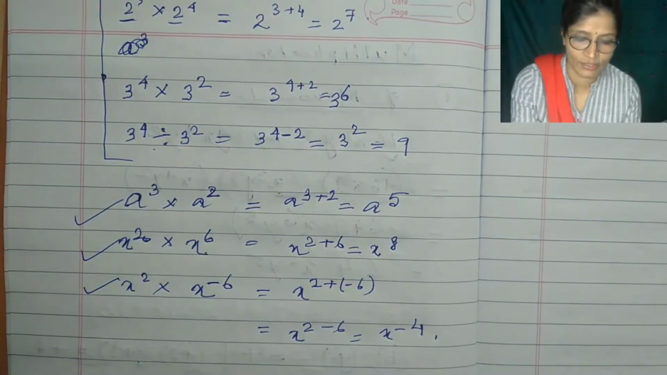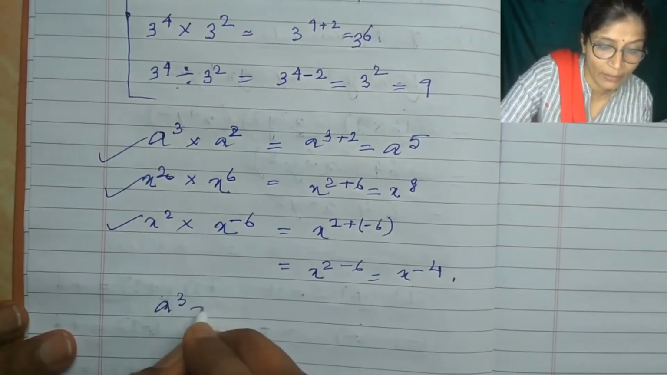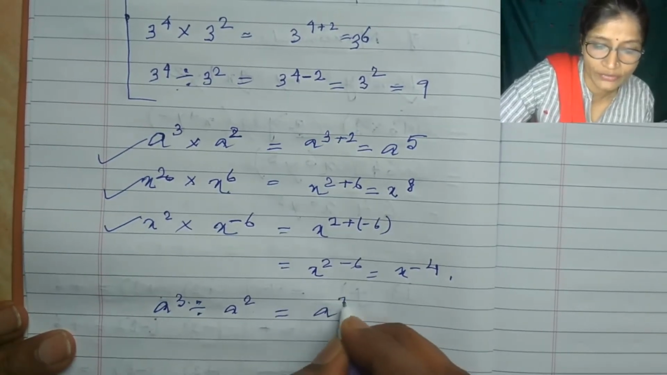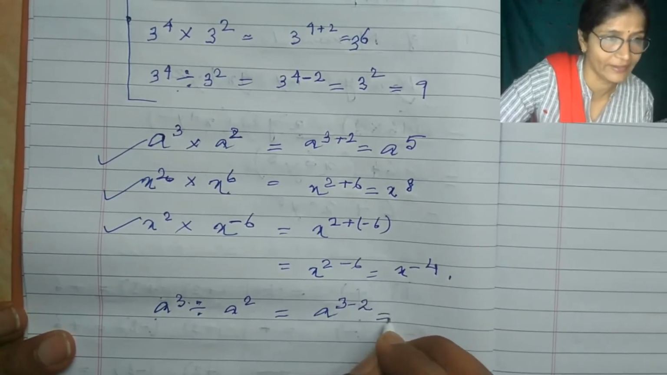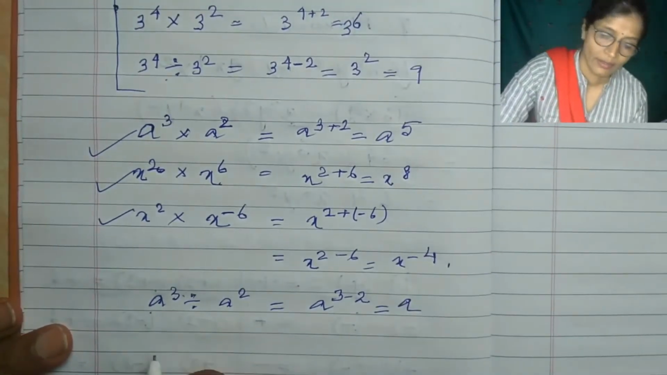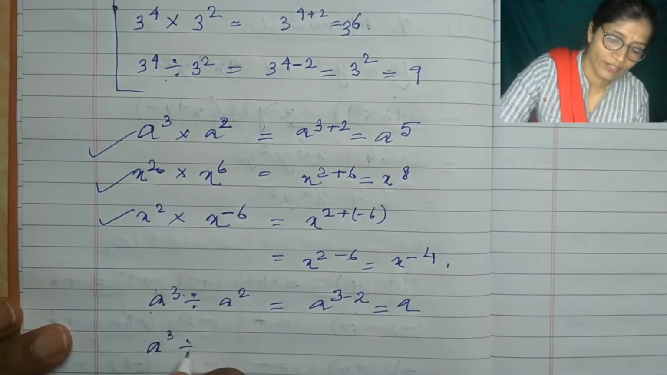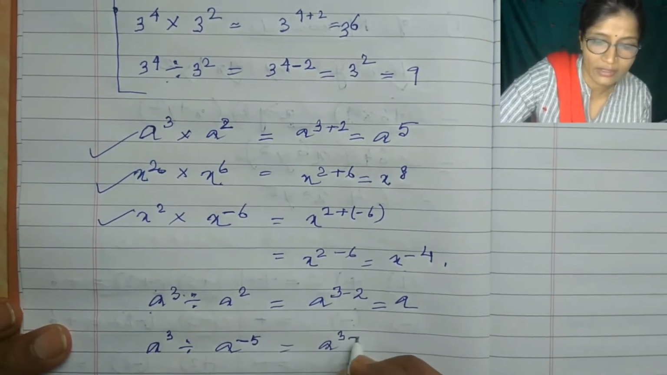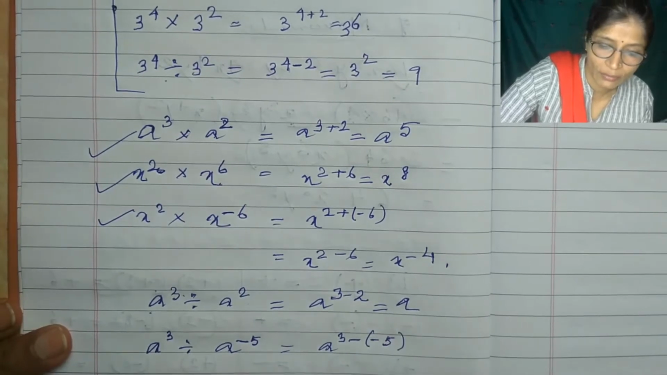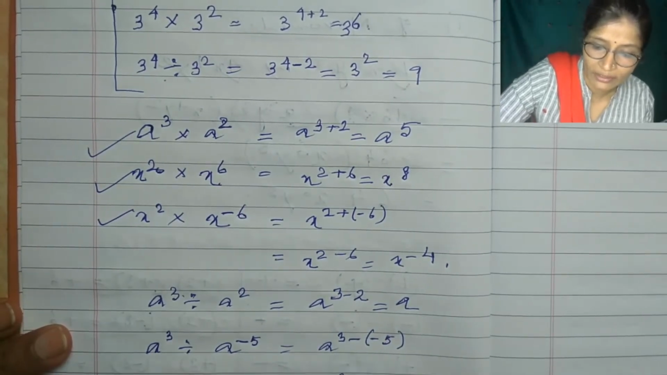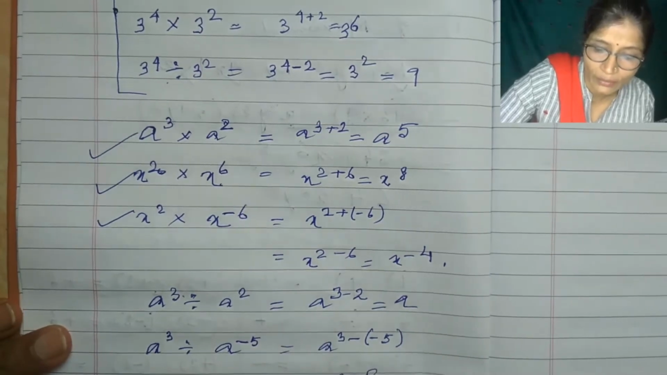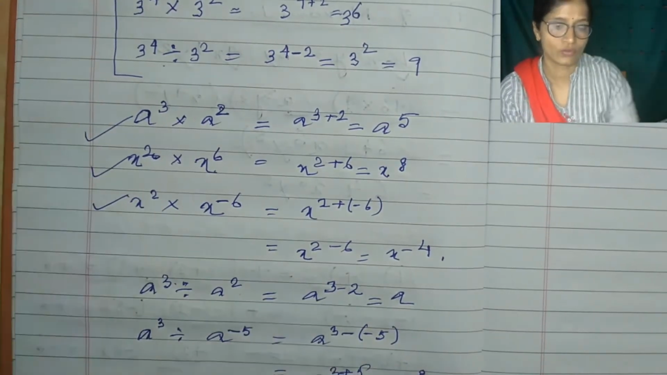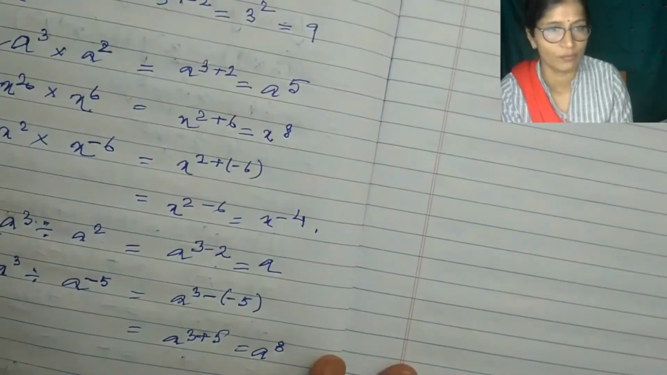And when we divide, a to the power 3 divided by a to the power 2, means a cube divided by a square, is equal to 3 minus 2. Powers will be subtracted like arithmetic. So suppose a to the power 3 divided by a to the power minus 5, then it will be a to the power 3 minus bracket minus 5. So it is equal to a to the power 3 and minus minus plus 5, so it is equal to a to the power 8. I think this is clear. This is a basic concept. So again we have recapitulated some part.